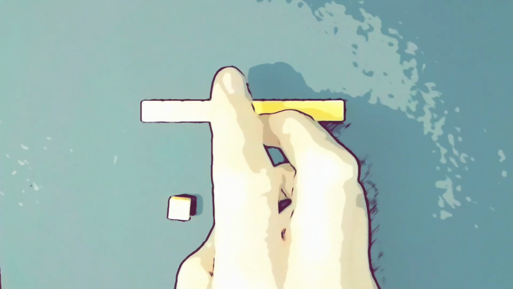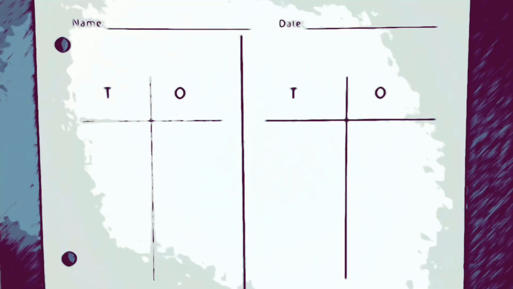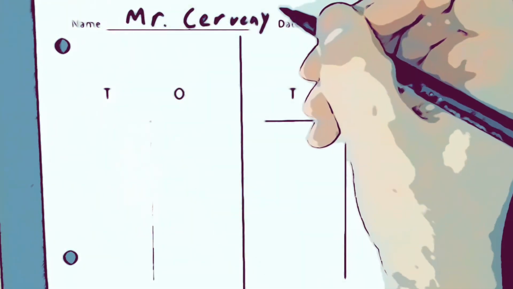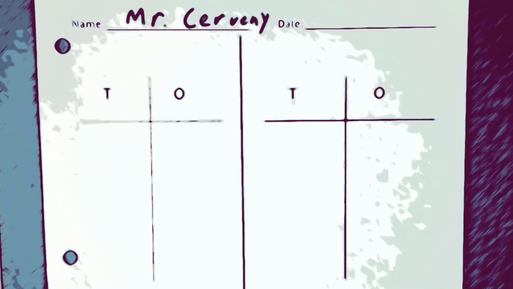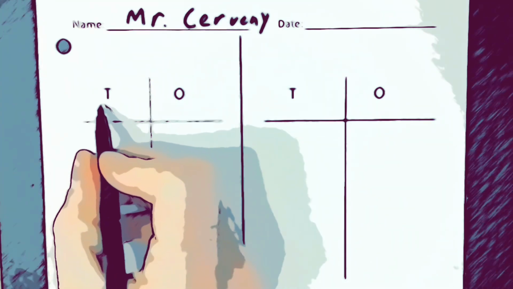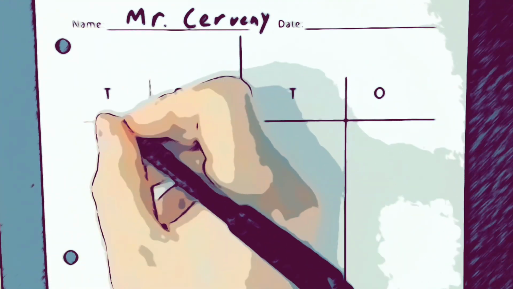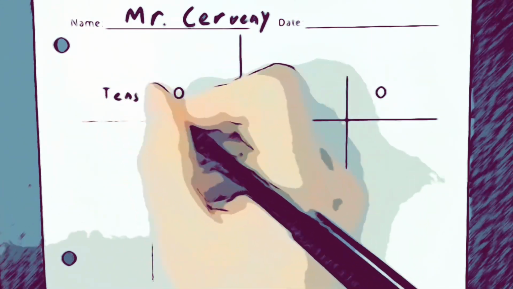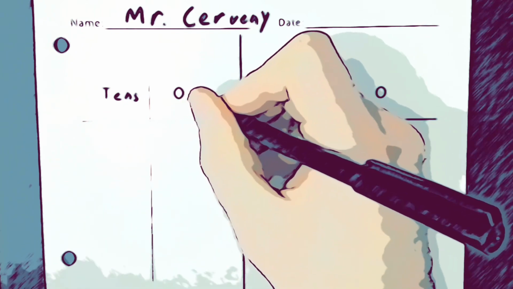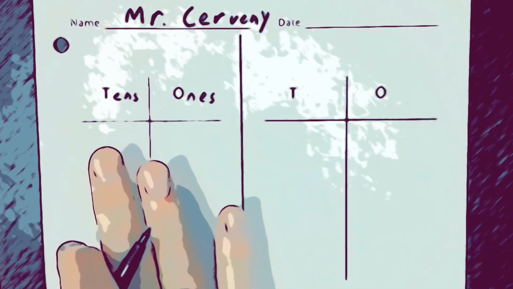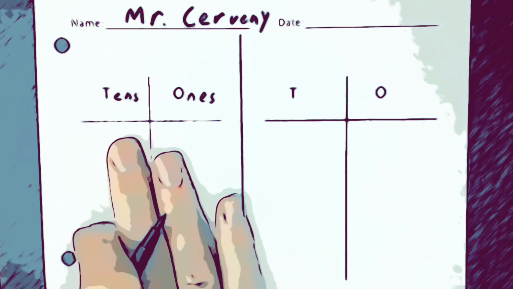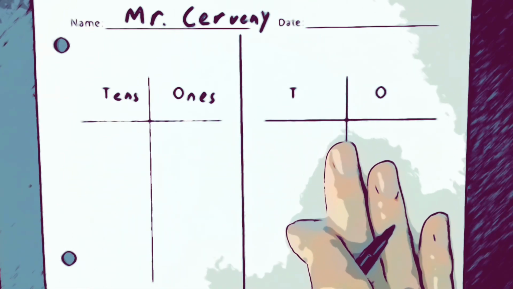So let me show you what we've been doing in math for our addition with regrouping. Let's put Mr. Cerveny's name up here first. You're looking at the T and the O, and there's a crossbar here. The T stands for tens, and the O stands for ones. I write the equation over here, and then we quick draw it over here.